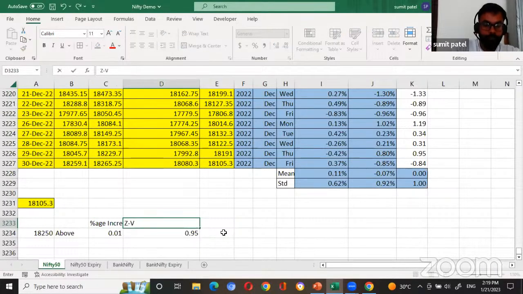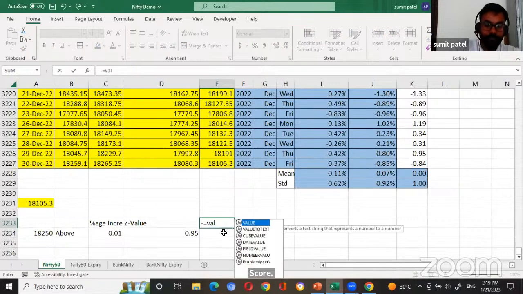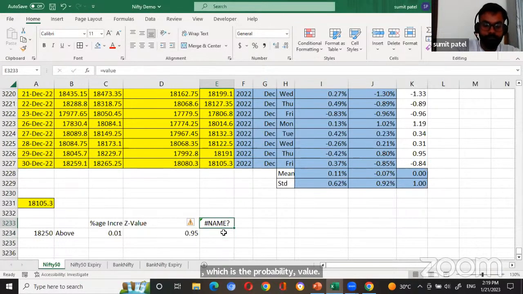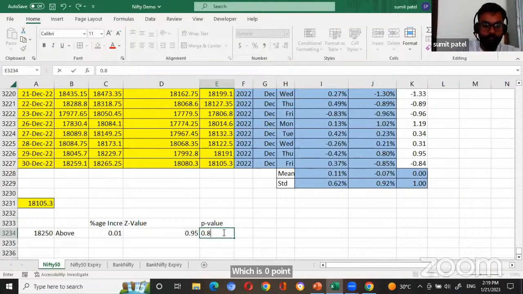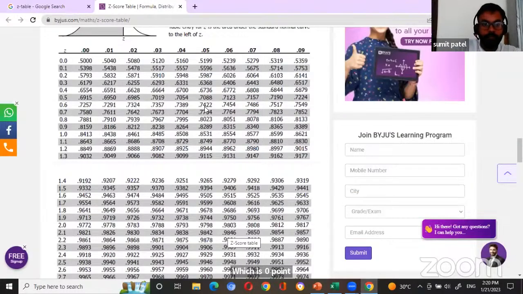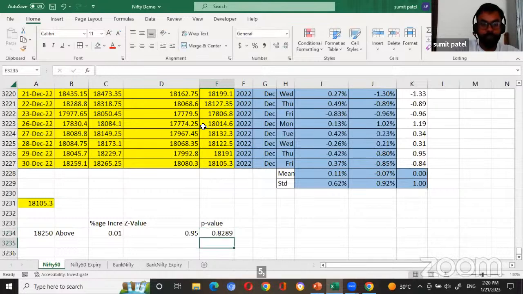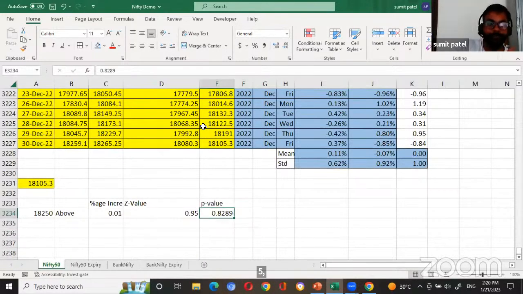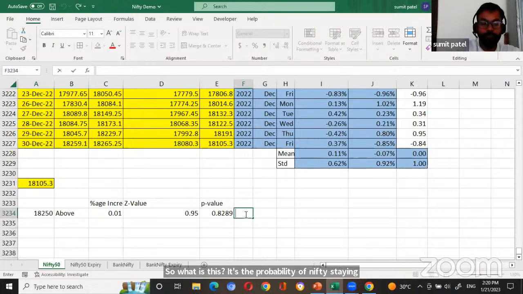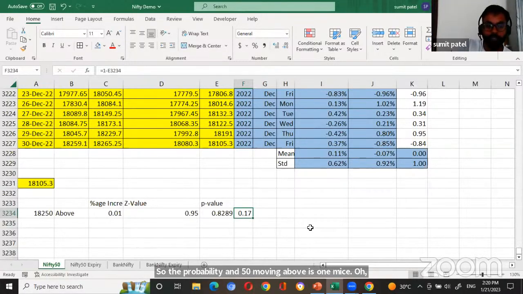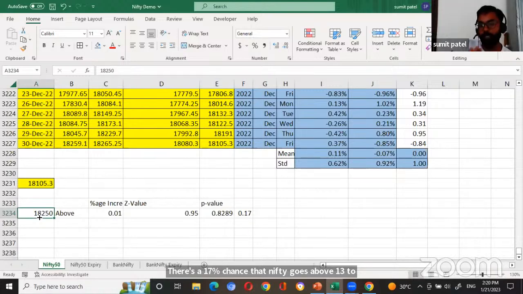This is the z-score. And this is the p-value, which is the probability value, 0.8289. So what is this? It's the probability of Nifty staying below 18,250. So the probability of Nifty moving above is 1 minus this. Or there's a 17% chance that Nifty goes above 18,250 on Monday.